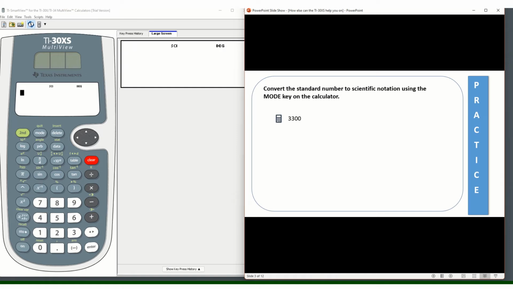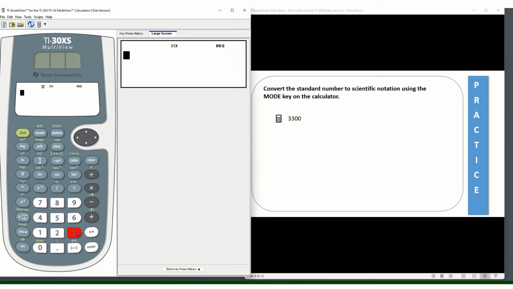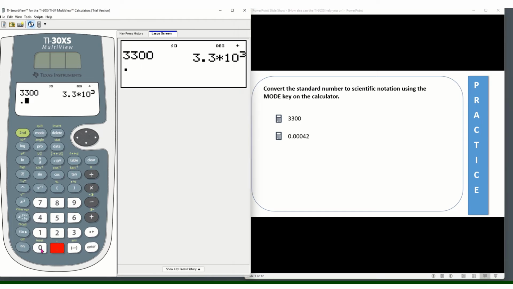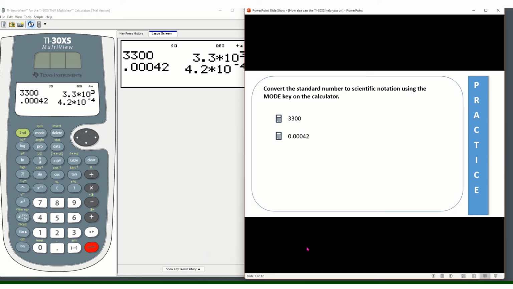The first example is 3,300. So I'm going to type in 3,300, hit enter, and there is my scientific notation answer, 3.3 times 10 to the third power. Let's look at another one. This one is a decimal, so start with your decimal, 0.00042, hit enter, and there is the scientific notation answer, 4.2 times 10 to the negative fourth power.